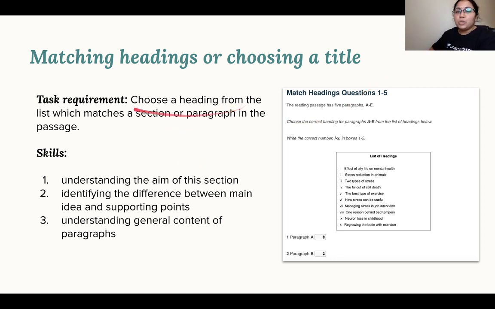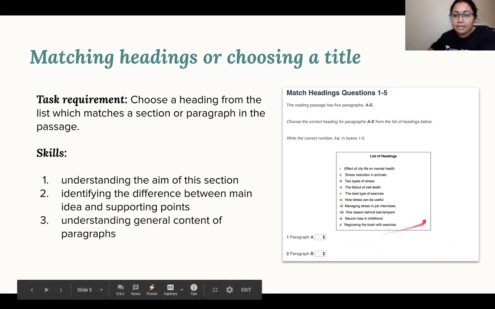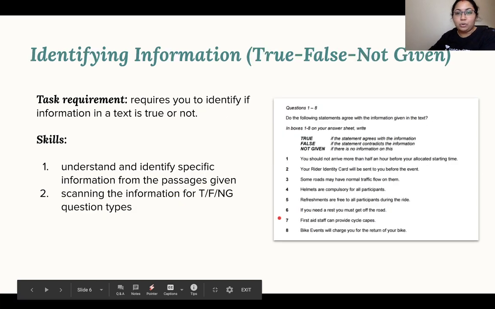All right. In this type of question, you choose a heading from the list which matches a section or paragraph in the passage. The skills it asks of you are to understand the aim of the section and to identify the difference between the main idea and the supporting idea. If you don't understand the difference between main and supporting ideas, you will not be able to choose the headings, so be careful about that. Understand the general content of the paragraphs.